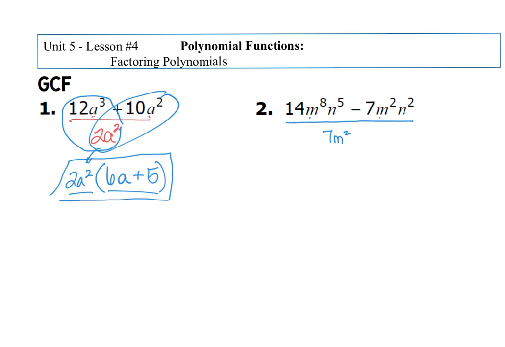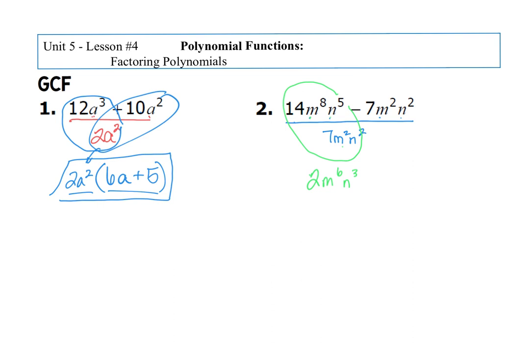And then if we have n to the 5th and n squared, the most amount of n's we could give or take out of each is 2 n's. So we have a GCF of 7m squared n squared. And now we divide that GCF out of each term. So we start with our first term. 14 divided by 7 is 2. Subtract the amount of exponents. That's how we divide. That's our quotient rule for exponents. So 8 m's take away 2 m's is m to the 6th. 5 n's take away 2 n's is n cubed.